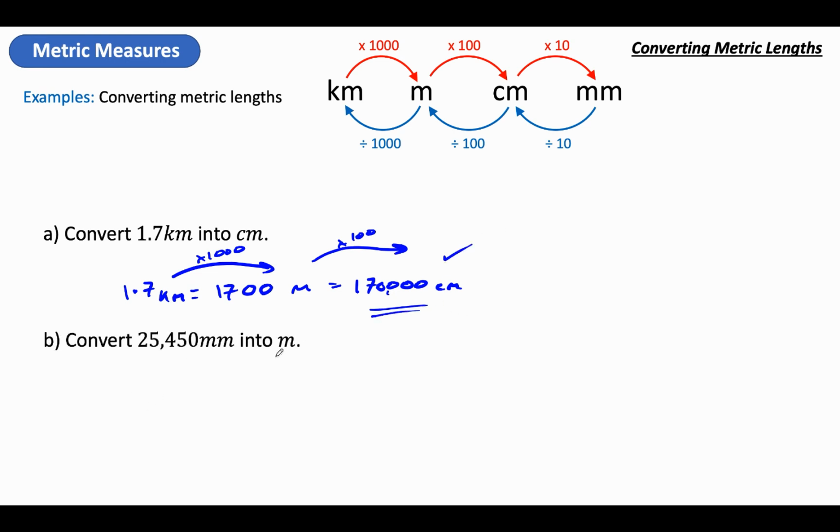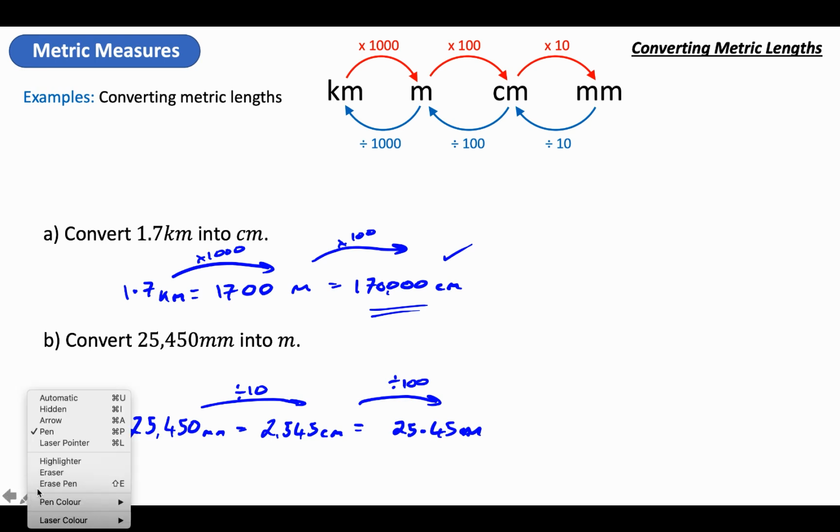Again, okay, so let's go from millimetres to metres. Let's write this down: 25,450 millimetres. Well, first of all, let's go to centimetres, so I need to divide it by 10, so one place smaller. So 2,545 centimetres. And then from centimetres to metres, I need to divide it by 100, so two places smaller. So 25.45. Well, that's metres, isn't it? God, let's redo that. That's rubbish.